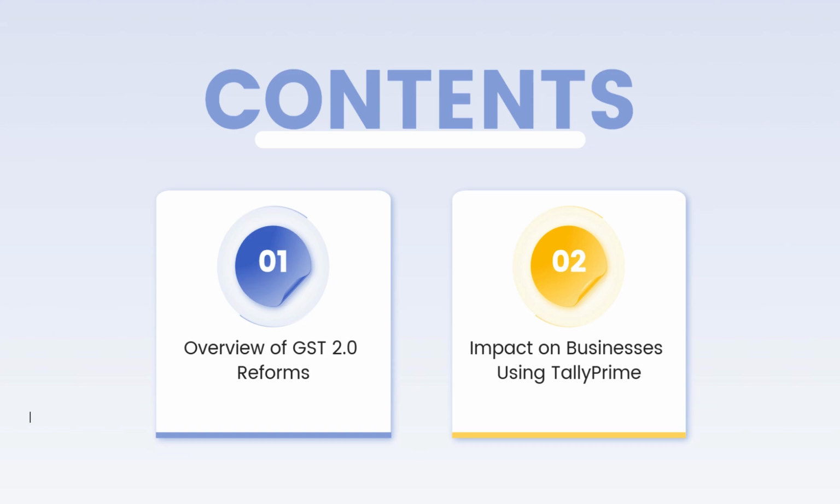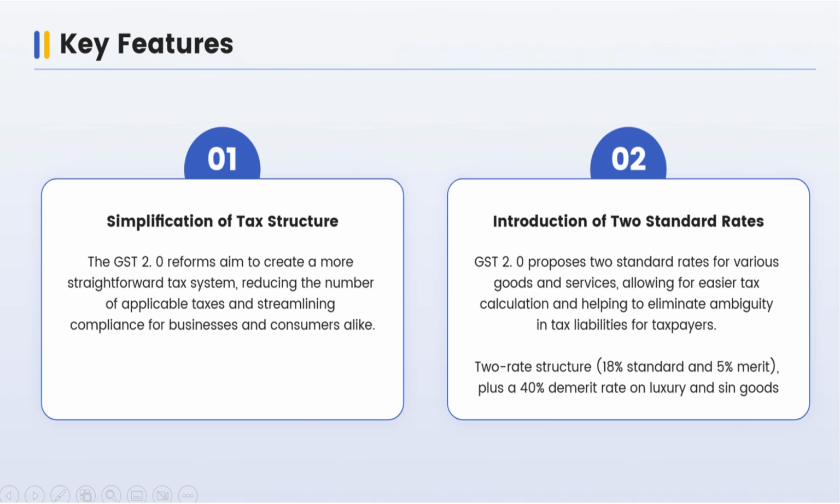The next generation GST reforms recommended in the 56th GST Council meeting on 3rd September 2025 mark a historic shift in India's indirect tax system. Branded as GST 2.0, these reforms simplify the tax structure into two standard rates. And the good news is you can update all these changes easily in Tally Prime without any hassle.